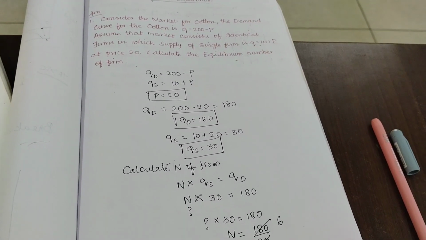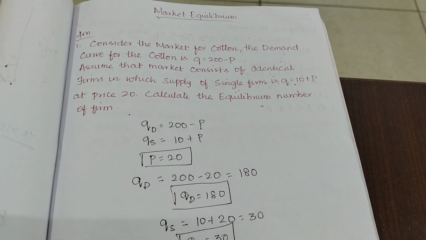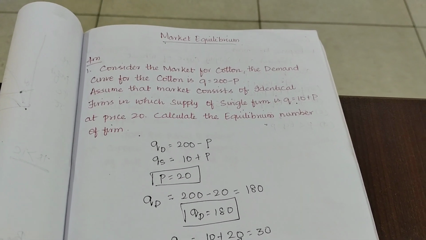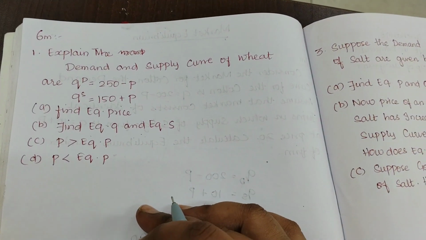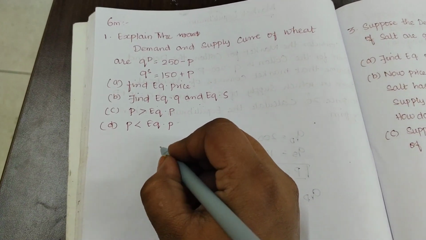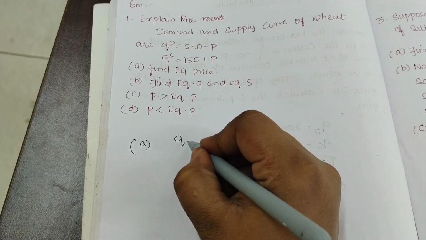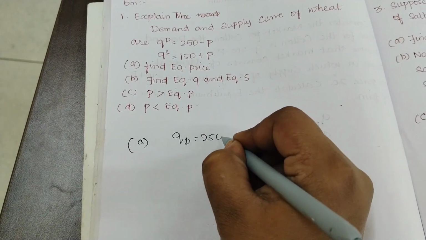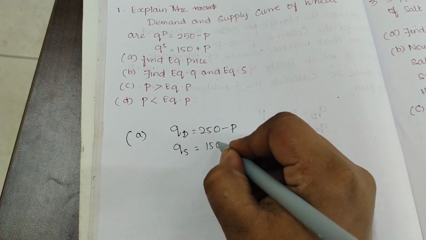It's very easy, you just have to understand the concept. So we'll move on to the next question. Here we have the question: explain the demand and supply curve of wheat. First we need to find the equilibrium price. QD = 250 - P and QS = 150 + P.